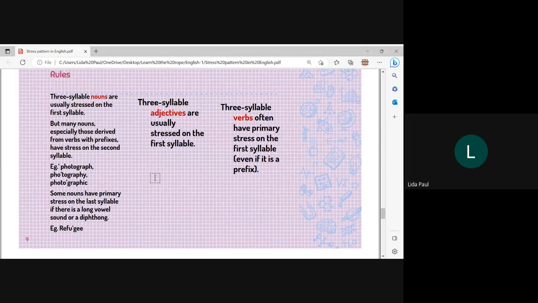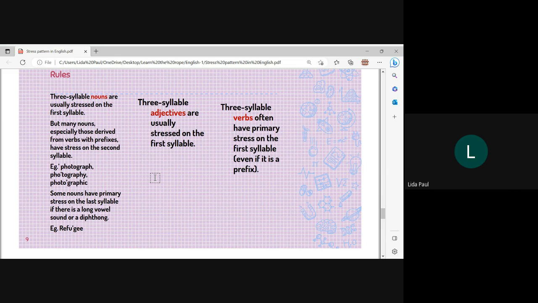Photograph, photography, photographic. Okay, so your basic word is photograph, which is the noun. Again, photography is a noun. Photographic is what? Adjective. Right? Photographic is an adjective. Now these are derived words, right? From the word photograph, you have photography and photographic. So look at how the stress changes in it.